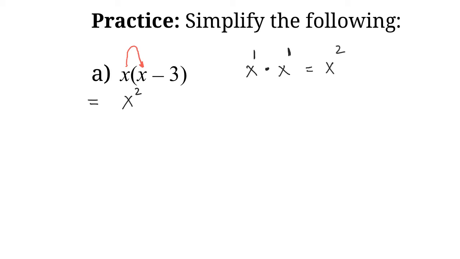And then we're going to move on to the next multiplication, which is x times -3, and that would give us -3x. Are these terms like terms? Can we subtract them from each other? And the answer is no. X squared is not the same as a term with just an x. So these are not like terms. You cannot subtract them from each other. So your final answer is x squared minus 3x.